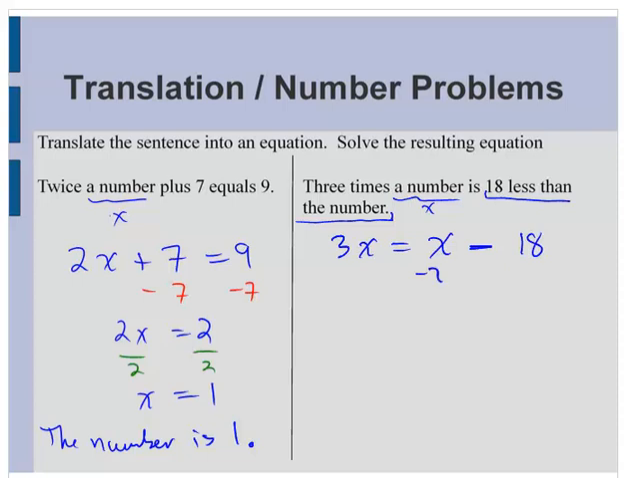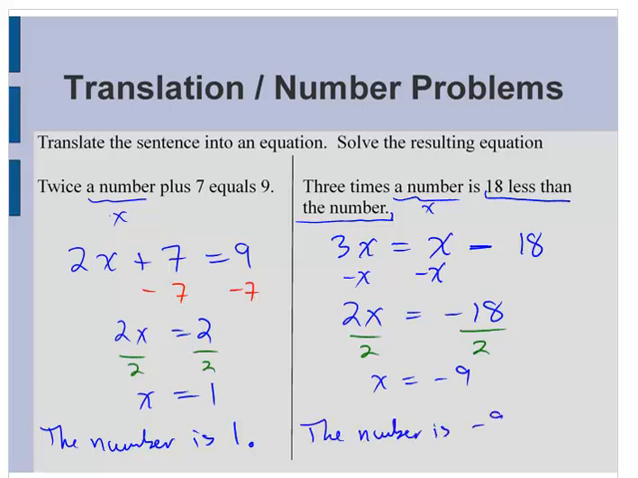We've got variable terms on both sides. I will subtract x from both sides. So then I have 2x is equal to negative 18. And dividing through by 2, x is negative 9. So the number is negative 9.